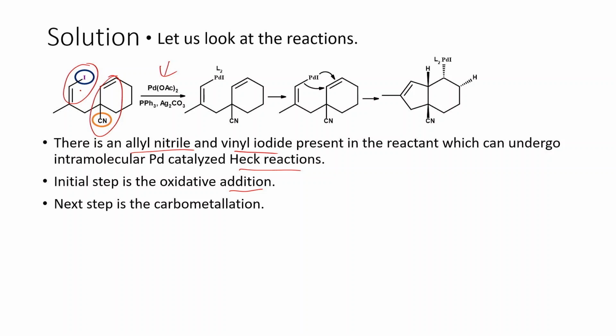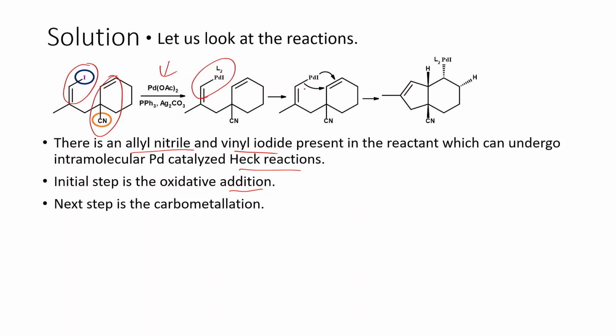That is the only thing you have to keep in mind, because if the allyl system undergoes reaction we will end up with a different type of product. So here the vinyl system undergoes the reaction first, and then the allyl group undergoes the reaction. The first carbometallation or oxidative addition happens on the vinylic iodide, because iodide is a very good leaving group. That is one of the reasons the reaction happens on the vinylic iodide system.